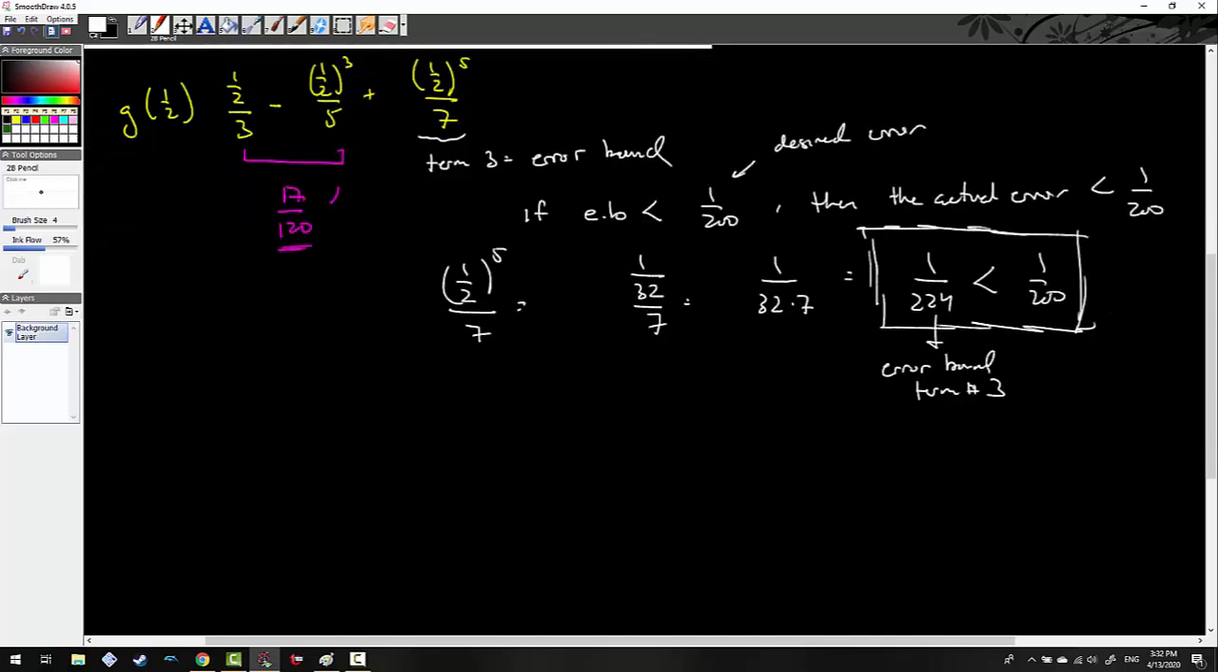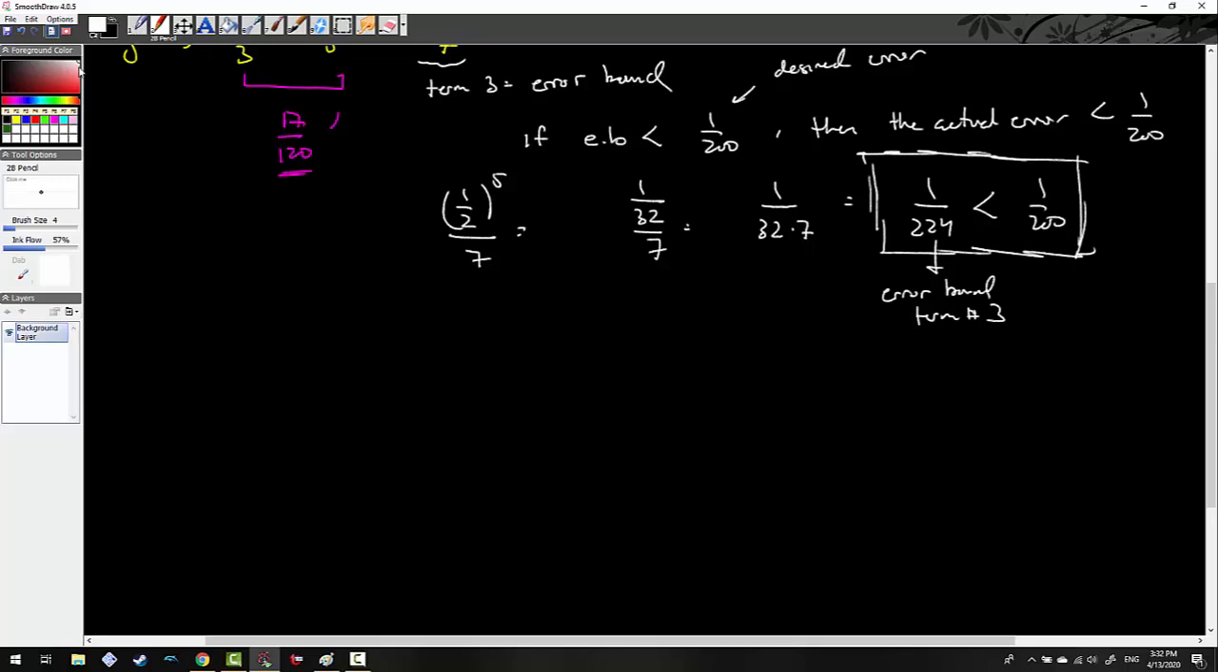So yeah, while wordy, it's a little bit easy to do, I think, as long as you kind of understand what error bound is trying to have you determine. Okay, let's take a look at part C. We're almost out of here.